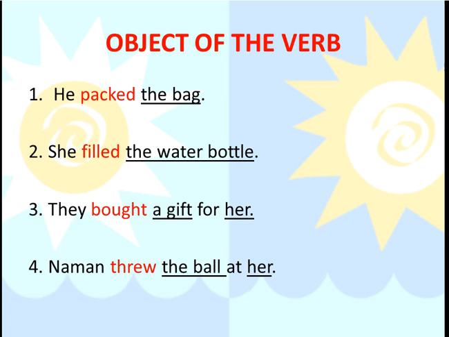Naman threw the ball at her. In this sentence, threw is the verb. The ball is a direct object and her is the indirect object.